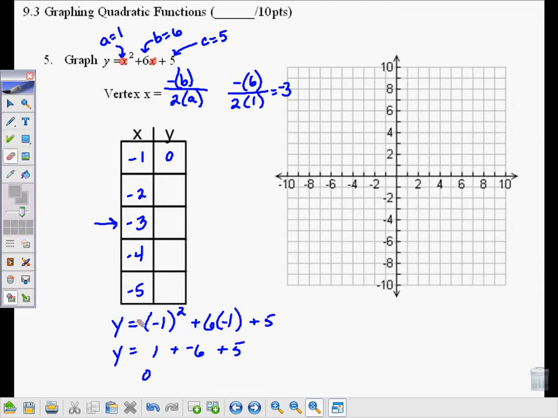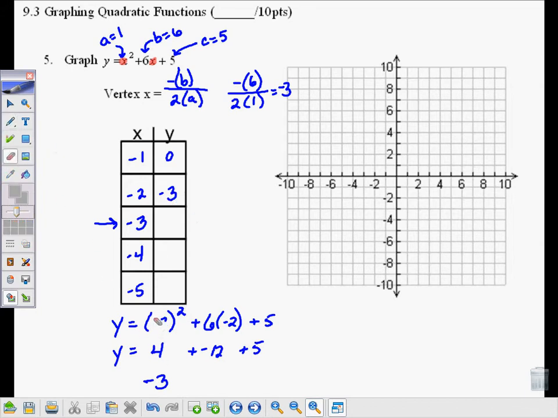I'm going to do the exact same thing now, but instead of plugging in -1, I'm going to plug in -2, my next value. So I'm just erasing this stuff here. In your calculator, you can just go ahead and swap out inside the parentheses a -2 this time. So -2 squared is going to be 4 plus -12 plus 5. And that one comes out as -3. So this is -3 as my answer.